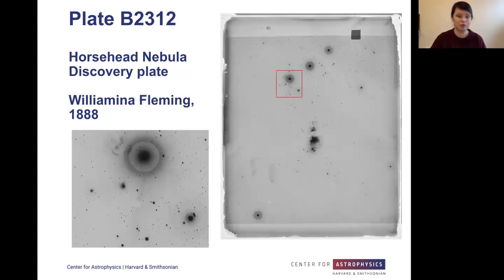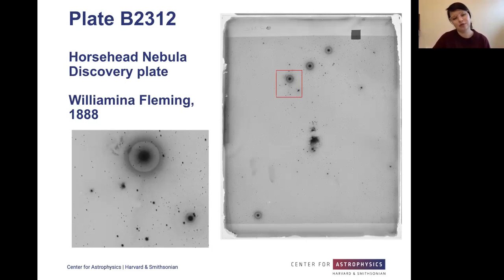It's plate B2312. And this is a discovery plate for the Horsehead Nebula, which was found by Wilhelmina Fleming first in 1888. And the nebula in question is not the most obvious one on the plate, right? When you look at the whole plate, you see this spot in the middle, and that's actually Orion. That is not what we're looking for. What we're looking for is this really faint squiggly line. I've outlined it in red so you can see where on the plate it is.